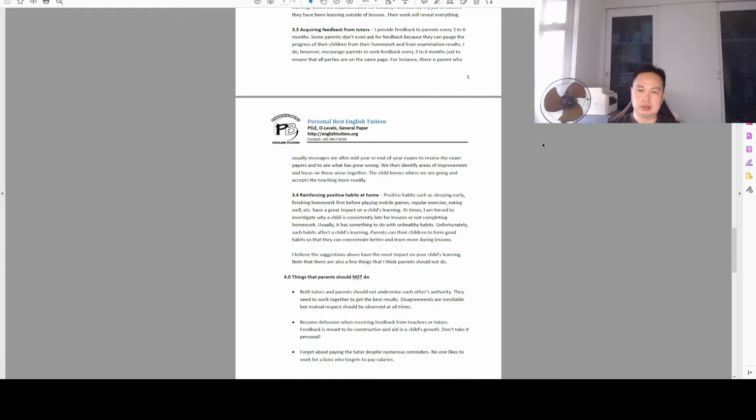So if parents can talk to the tutors, they can find out whether we are on the same page regarding the child's progress and learning abilities. If you are on the same page, with the same issues, then we can stand united and attack those areas together, and eventually the person who benefits most will be the child.